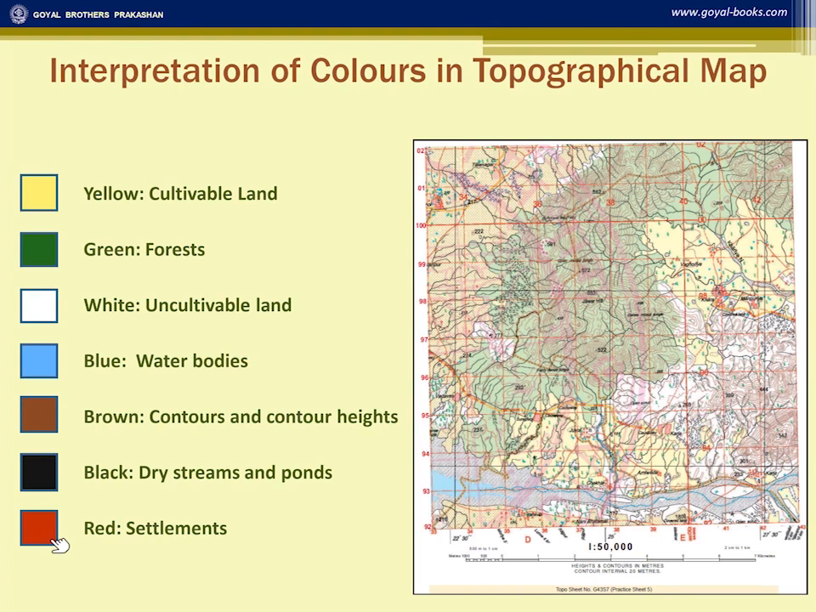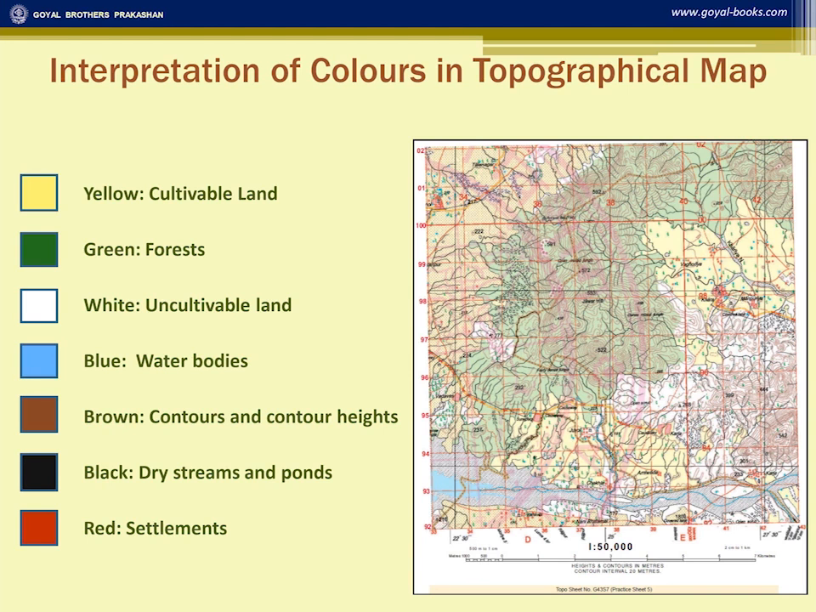The red, as you can see, is for the settlements. The red means the permanent huts are either grouped together or scattered or in clusters. These are shown in red color. This shows the settlements. We'll be studying about the types of settlements later.